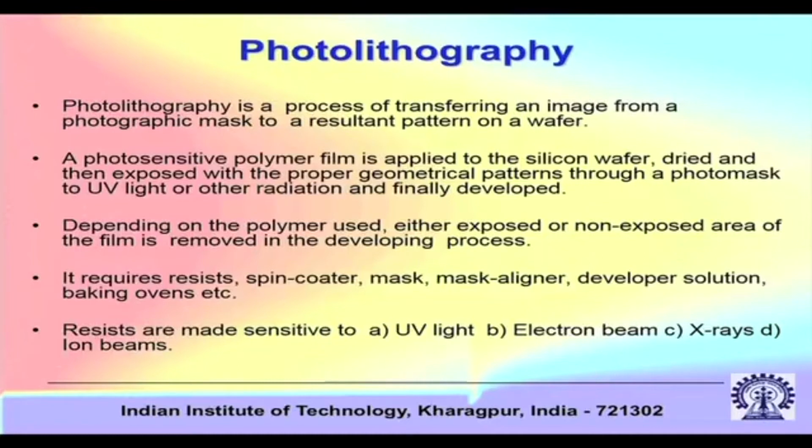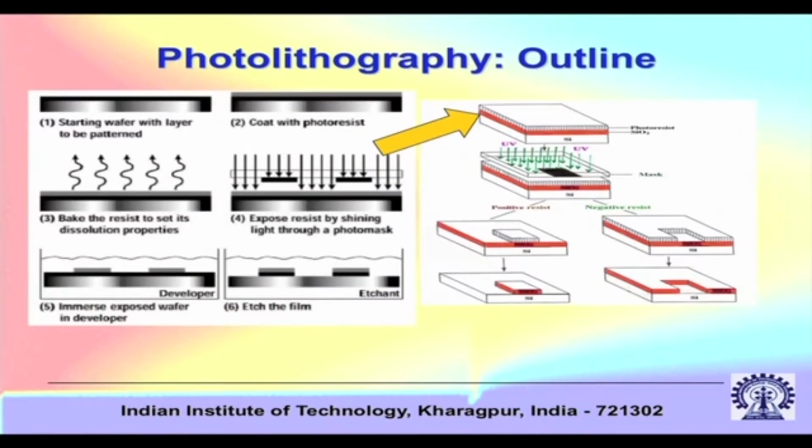These are some common items that are necessary. Photoresists are of different types, and these are chemicals made sensitive to either ultraviolet light, electron beam, X-rays or ion beams. Based on these you call them UV lithography, E beam lithography, X-ray lithography, ion beam lithography, depending on what optical source or energy source you are using. So you can see here, first, this is an example of photolithography.